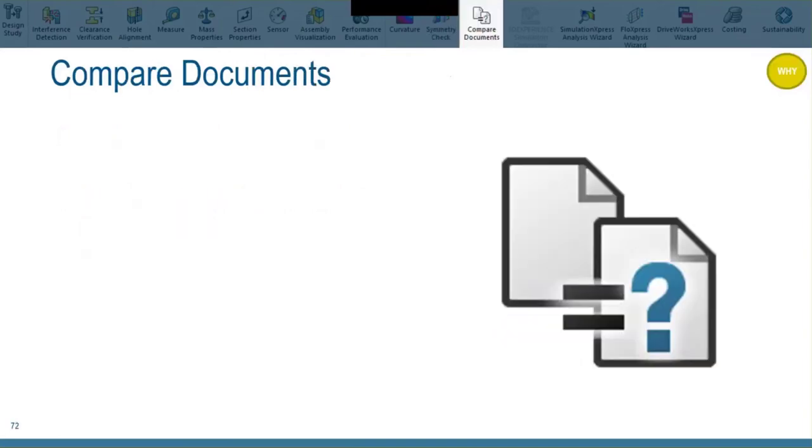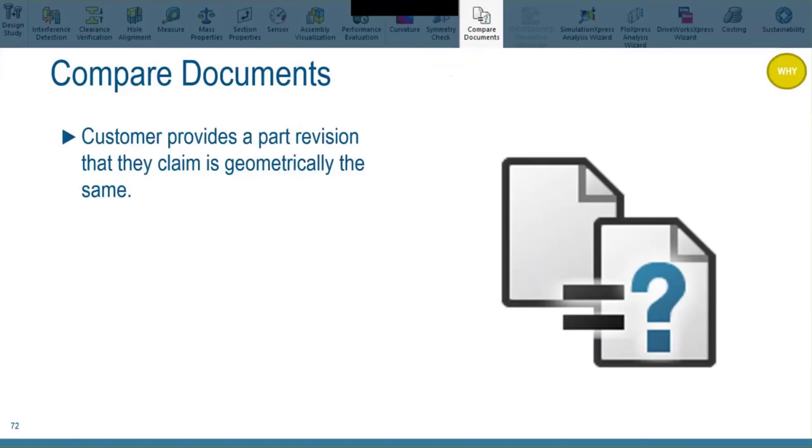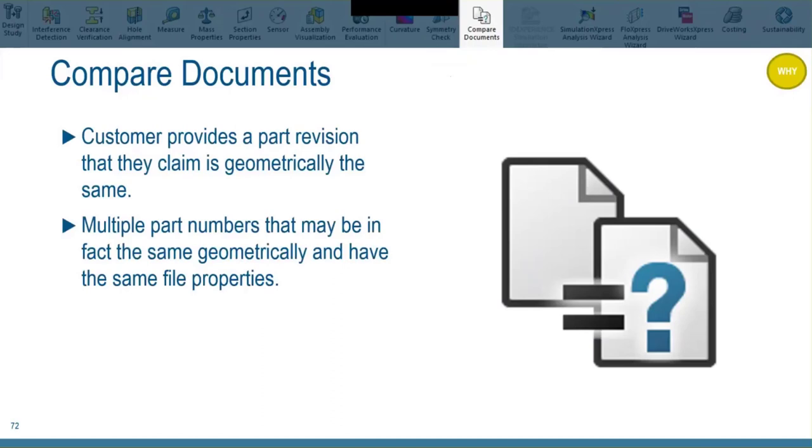So, moving on to compare documents. Very useful tool. Sure, none of you have ever had customers that send a part with revisions that are only text changes with the same geometry, but in fact, they turn out completely different. But what about two parts in inventory that seem almost identical and you just want to be sure that these are the same part?